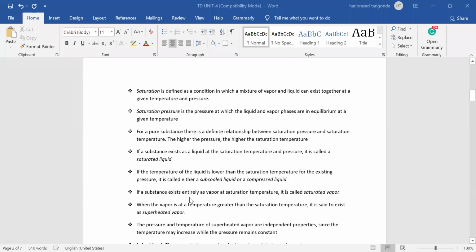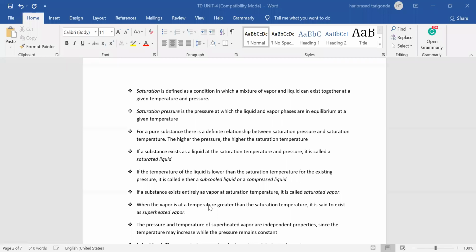Next one. If a substance exists entirely as a vapor at the saturation temperature, it is called a saturated vapor. Suppose water is completely converted into vapor at 100 degrees centigrade at atmospheric conditions, then that steam is called a saturated vapor.